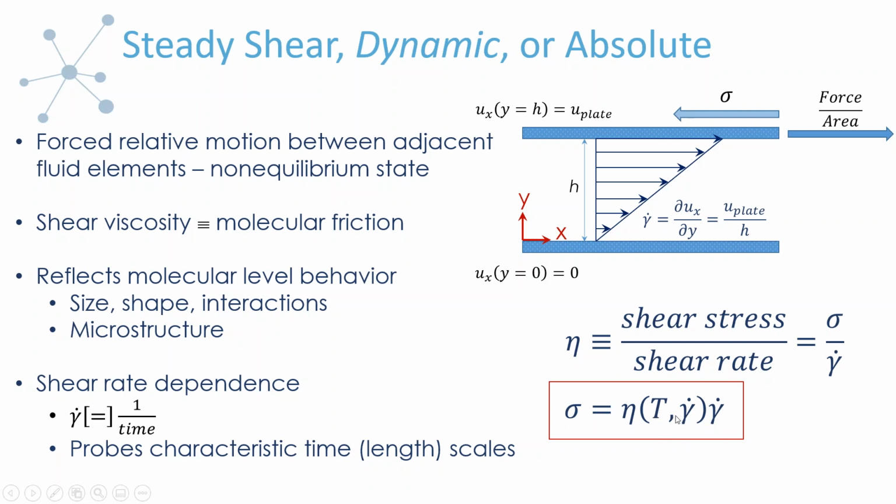But looking at the dependence on shear rate is also quite informative, because if you remember, shear rate has dimensions of inverse time. You can clearly see that based on the equation that we have here. So velocity divided by a length scale would be inverse time. And varying shear rate is going to basically probe events on different characteristic timescales happening within your sample. So it's very informative to do a full shear rate sweep.